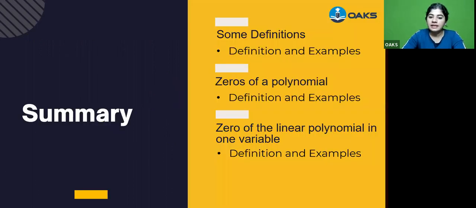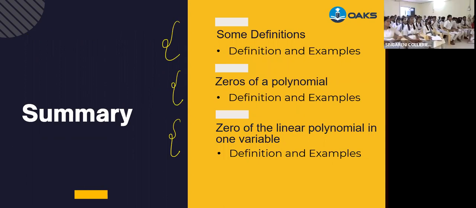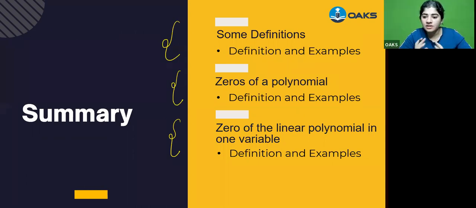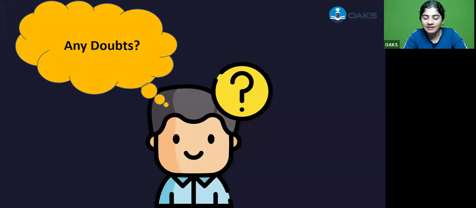So this is the summary. We did some definitions and examples. We did zeros of a polynomial and zero of the linear polynomial. I hope everyone understands whatever I taught today. Everybody understands? Yes. Okay, so if similar questions come in your test or bi-weekly, will you be able to attempt those questions? Yes, correctly? Yes. So any doubts, anyone?